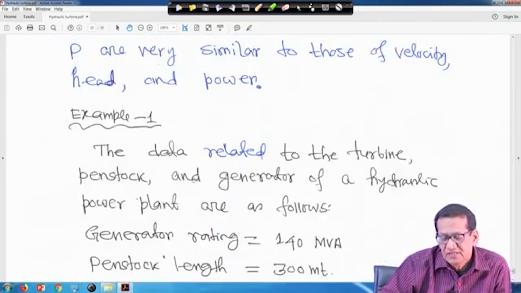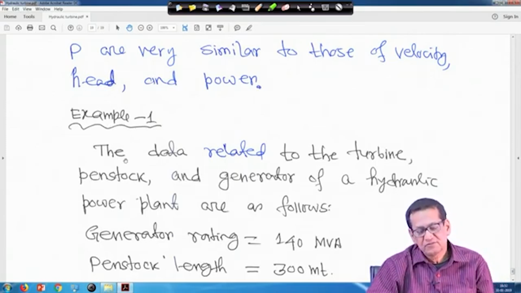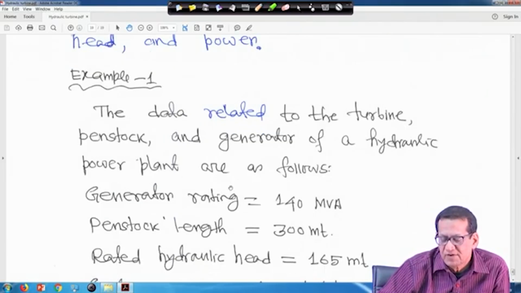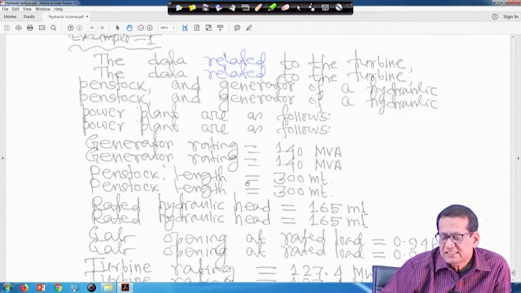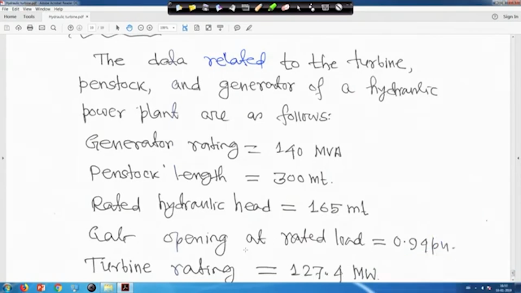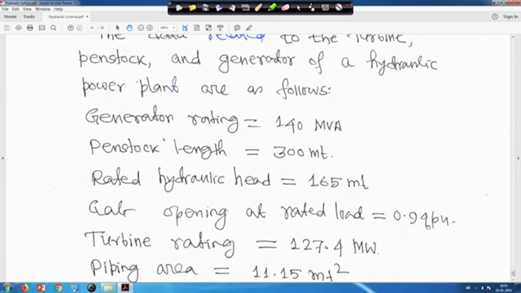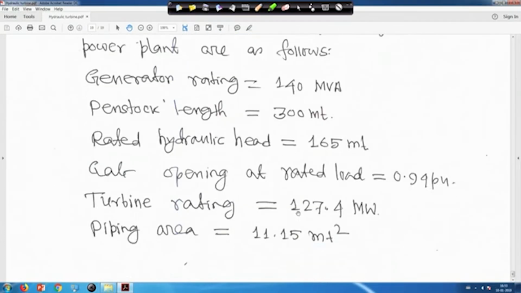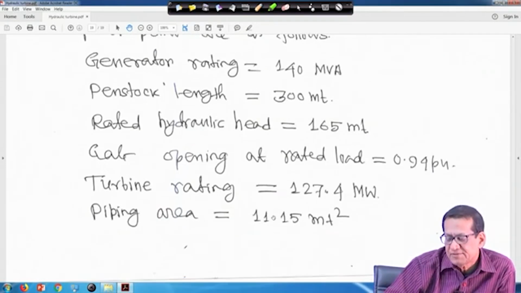So, next is example 1. The data related to the turbine, penstock and generator of a hydraulic power plant are as follows. Generator rating is 140 MVA, penstock length is 300 meter, rated hydraulic head is 165 meter and gate opening at rated load is 0.94 per unit. Turbine rating is 127.4 megawatt and piping area is 11.15 meter square. These are the data given.